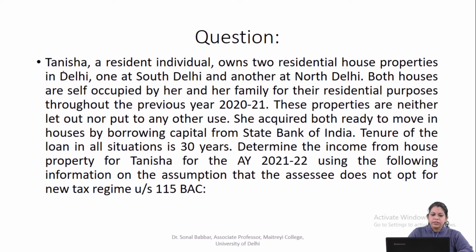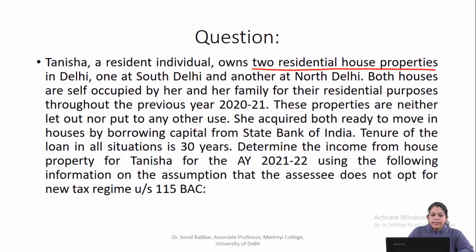Another question, where Tanisha is a resident individual. She owns two residential house properties in Delhi, one at South Delhi and another at North Delhi. Both houses are self-occupied by her and her family for their residential purposes. So now in this question, she's claiming two residential house properties as self-occupied.